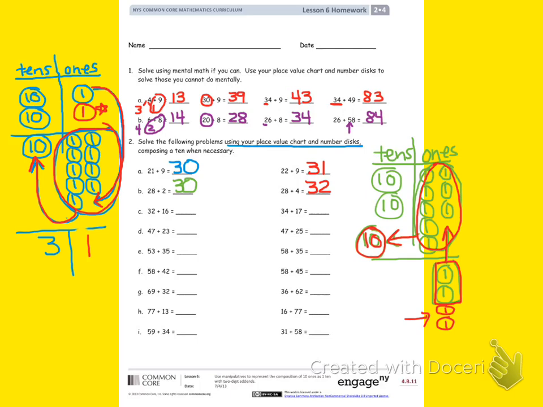I hope this explanation helps you so that you are able to complete the rest on your own. Feel free to draw your place value chart and your number discs, just like I have done, and use a piece of scratch paper so your teacher can see that you were able to work the problem as directed. Thank you.